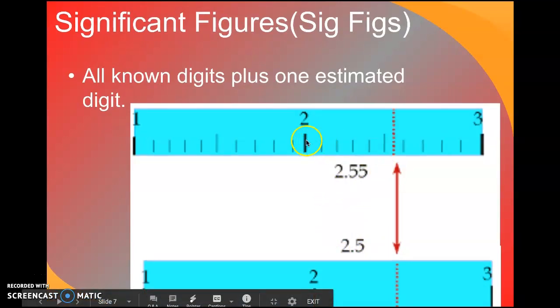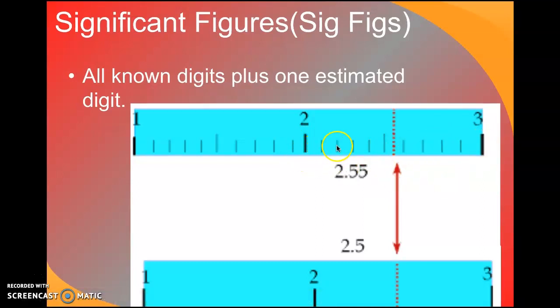Now you compare this to this ruler up here. Now it has increments every 1/10 of a centimeter. So now we can go one more decimal place. So if we say it's somewhere in here, we know it's greater than 2.5 but less than 2.6. And again, you estimate, well, how far in between? So we say 2.55. So that's what significant figures are. They tell you how precise the measuring tool is.